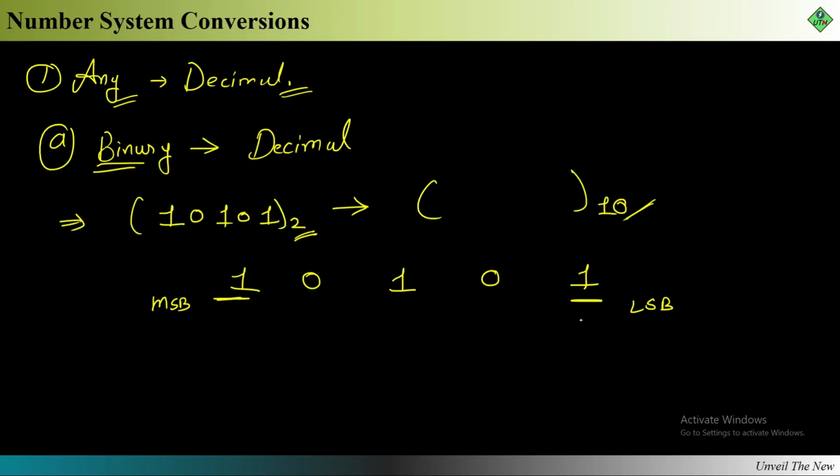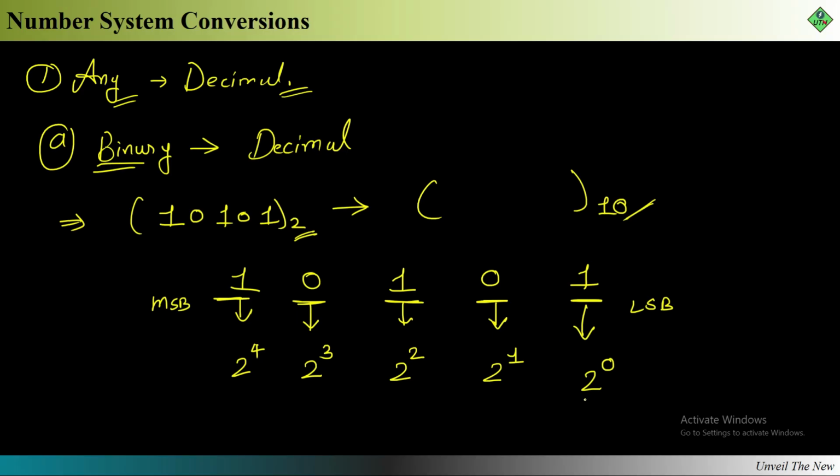Now this represents the weight 2^0. Similarly, we know that this digit represents the weight 2^1. This digit represents the weight 2^2. This digit represents the weight 2^3. And this digit represents the weight 2^4. So the weights we know. But now we need to multiply these weights with their particular value.